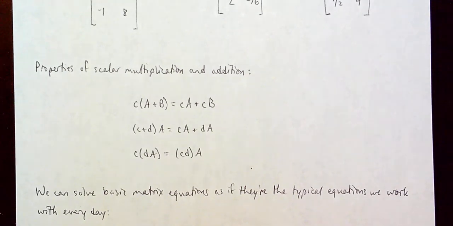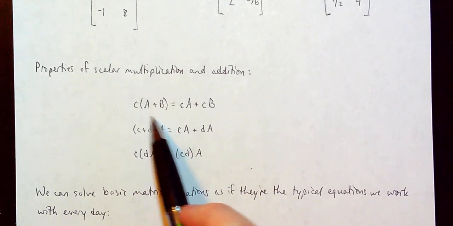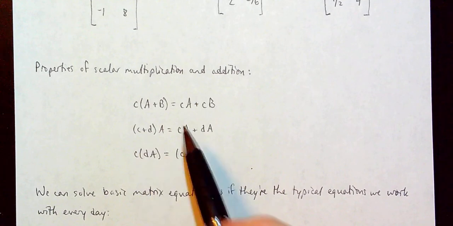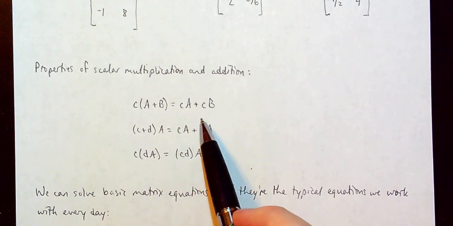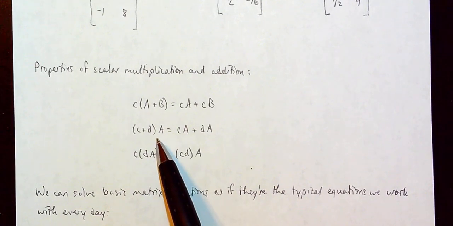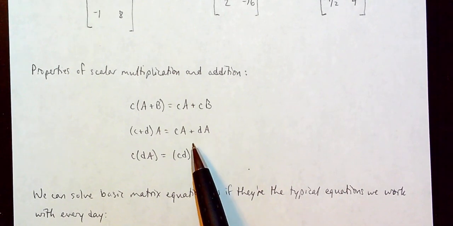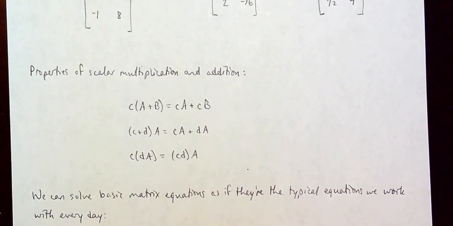Here are just some rules of how scalar multiplication and addition work with each other. If I'm going to multiply the sum of two matrices by a scalar, that's the same thing as taking the sum of each matrix multiplied by that scalar. Works the same if I'm going to multiply a matrix by the sum of two constants. That's the same thing as taking the sum of the matrix multiplied by each constant, so cA plus dA.